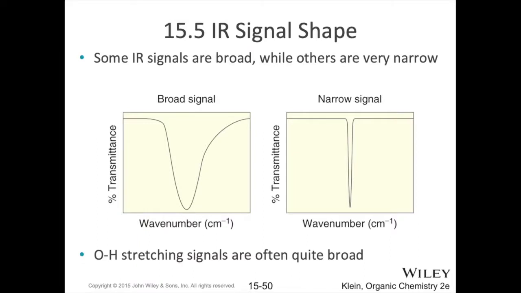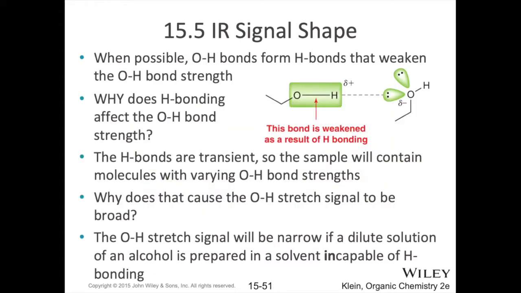Finally, we come to signal shape. So basically, whether a signal is broad versus narrow, right? We've seen in an example with an alcohol group that we get a very broad peak for that. So what is it about that alcohol group that gives us that broad signal that we observe? Well, it comes down to the hydrogen bonding that we saw.